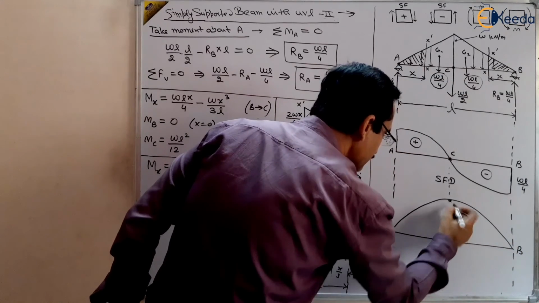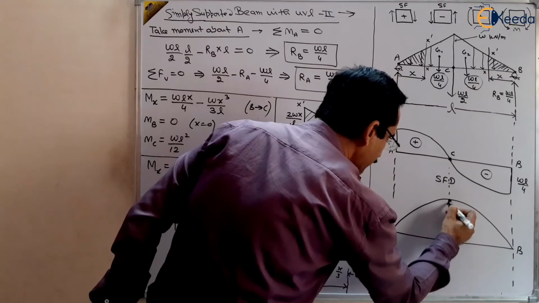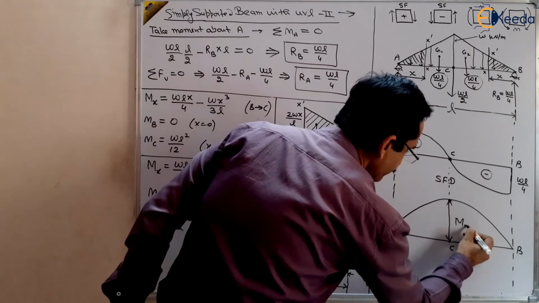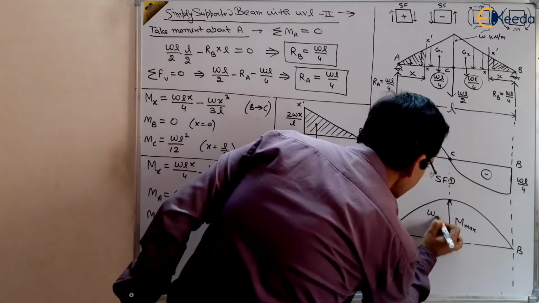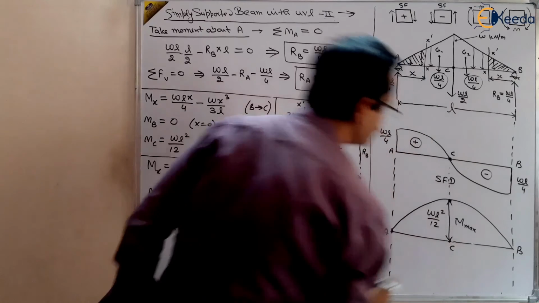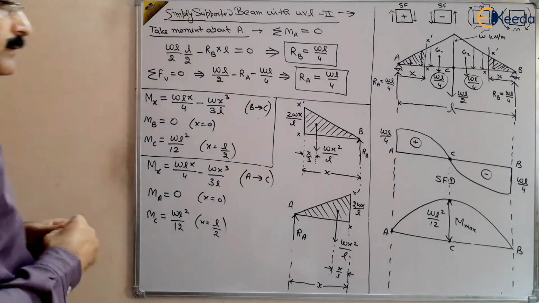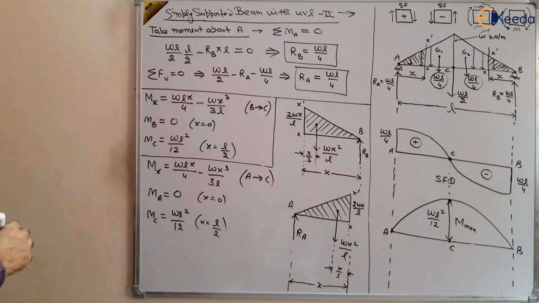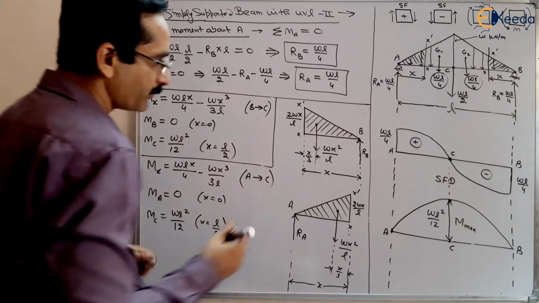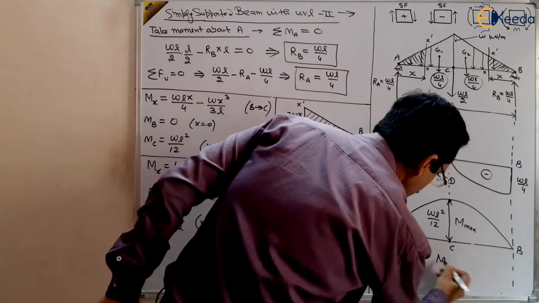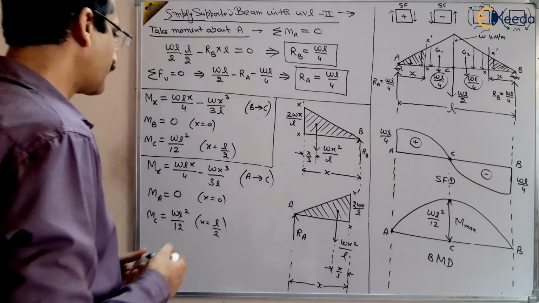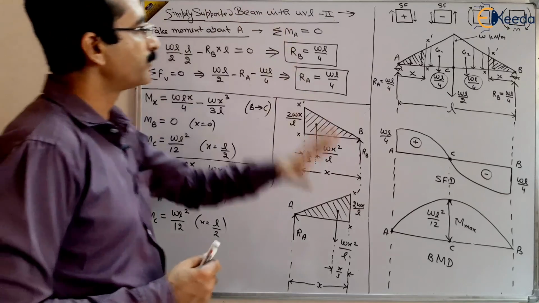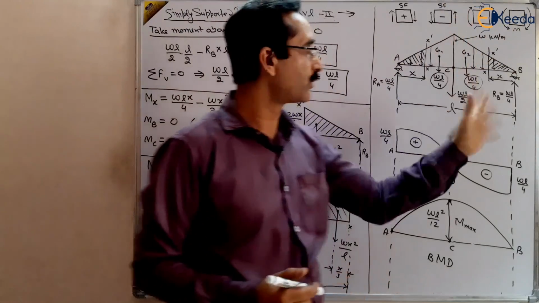and this height is the maximum bending moment, Mmax, which is WL square by 12, right? So this is how the maximum bending moment and the shear force and bending moment diagrams are obtained. This is the bending moment diagram, and above it is the shear force diagram. This is the bending moment diagram for a simply supported beam when the UVL is loaded in this manner.